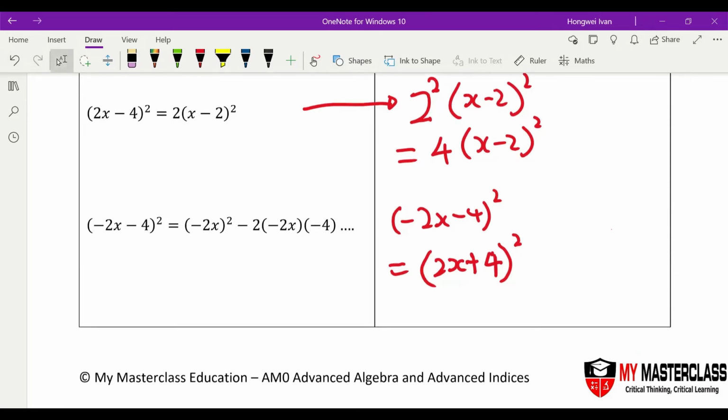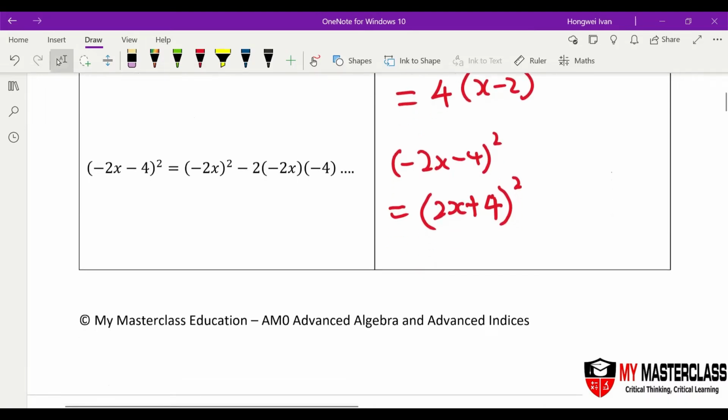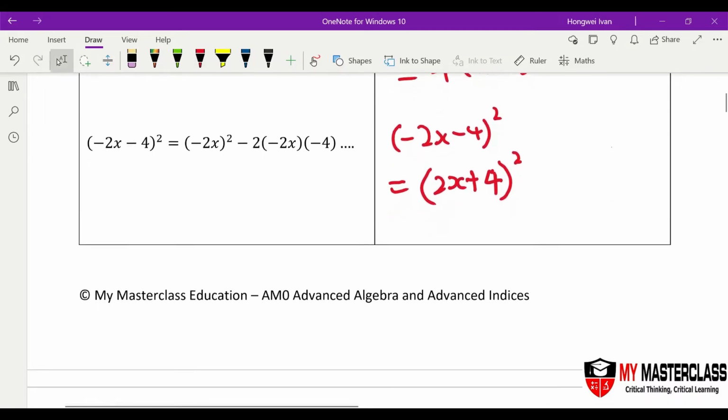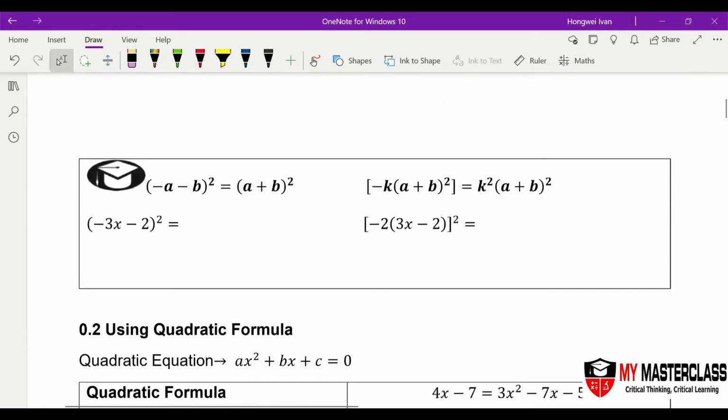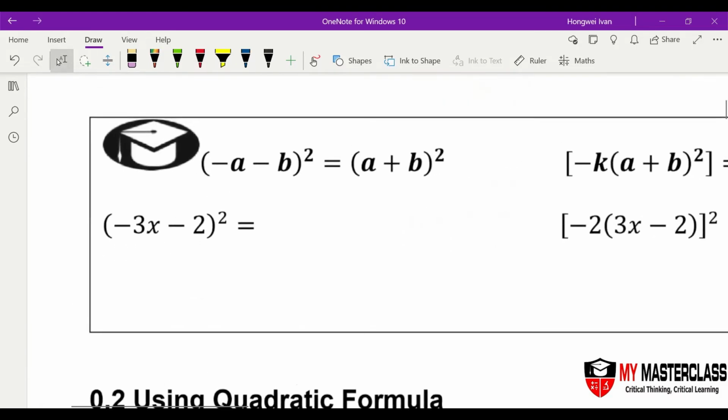Okay, so all these are called algebraic basics that you must be good at before we start Sec 3. Especially, yeah, all of you are in IP school. So yeah, this is what I say.